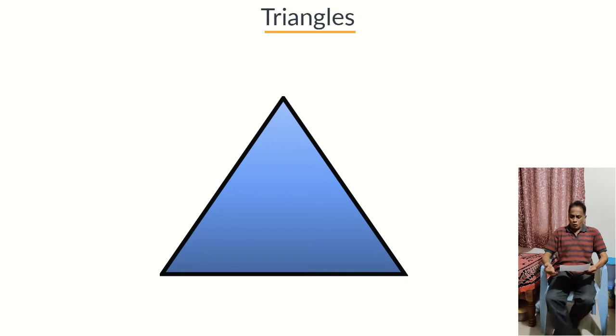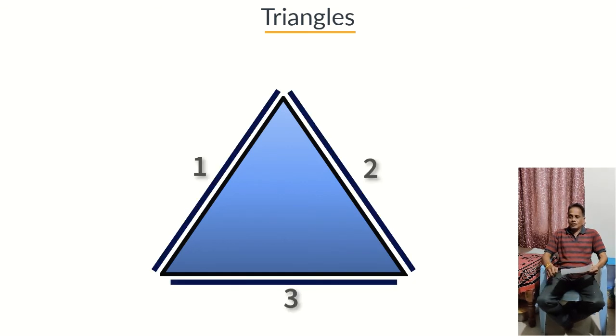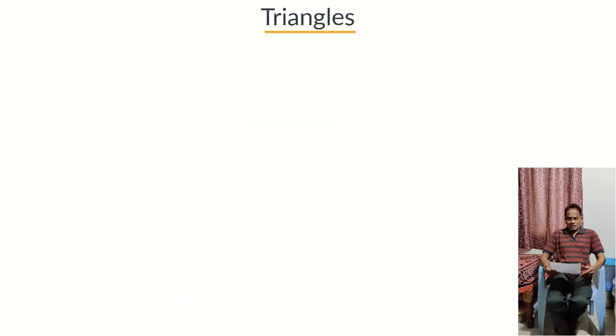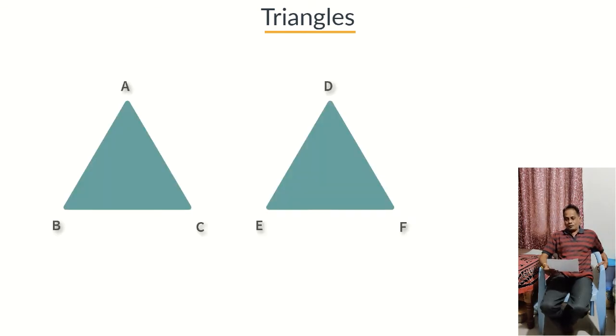You already know the meaning of triangle. You know that in a given triangle you can measure 6 parts. What are they? You can measure 3 sides of a triangle and you can measure 3 angles of a triangle. So totally it comes to 6 measures in a given triangle. Now let us consider 2 triangles, for example, triangle ABC and triangle DEF.